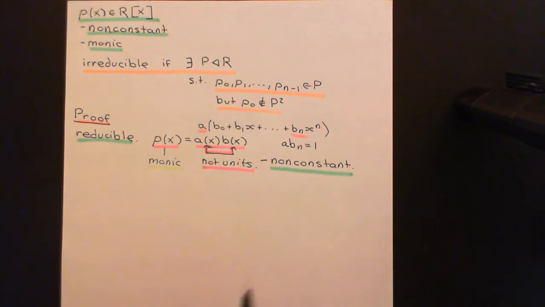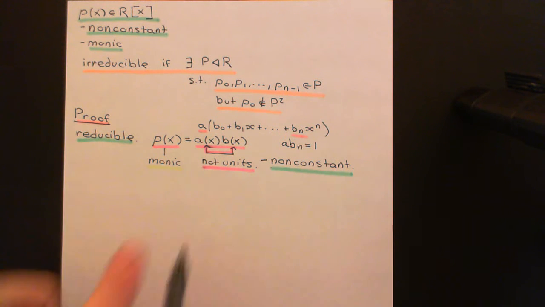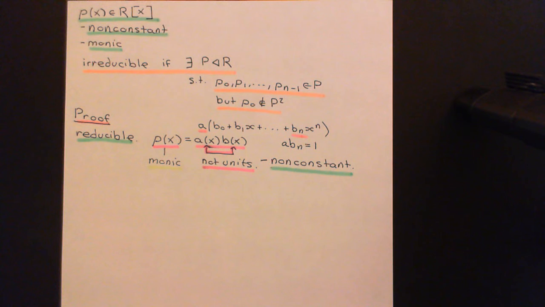So now what I can show, therefore, is that both of these polynomials are non-constant polynomials. I can conclude successfully that a of x and b of x must be non-constant polynomials, otherwise, if one was a constant polynomial, it would be a unit, and I've assumed that they're not units. So they're also non-constant polynomials. So where do I go now?